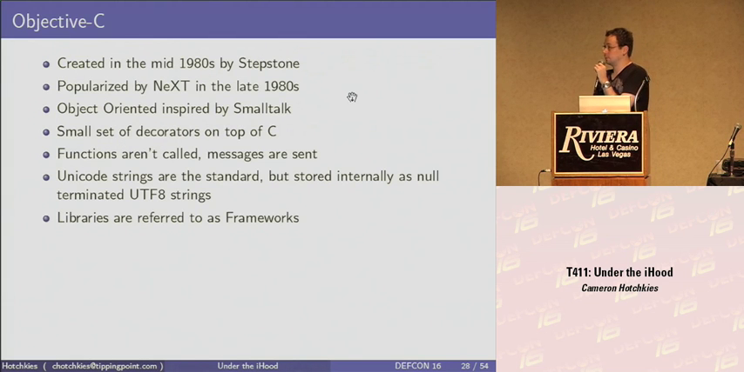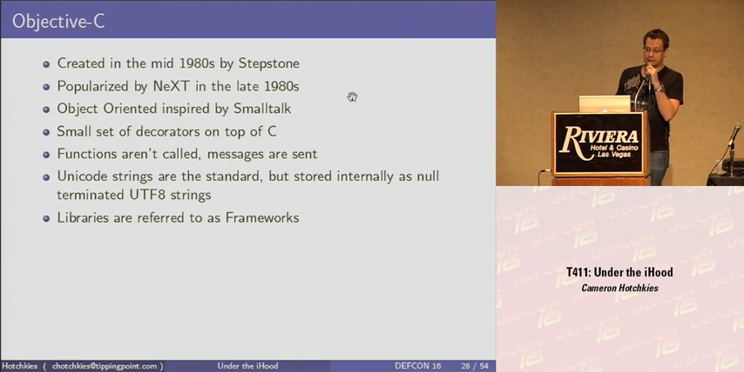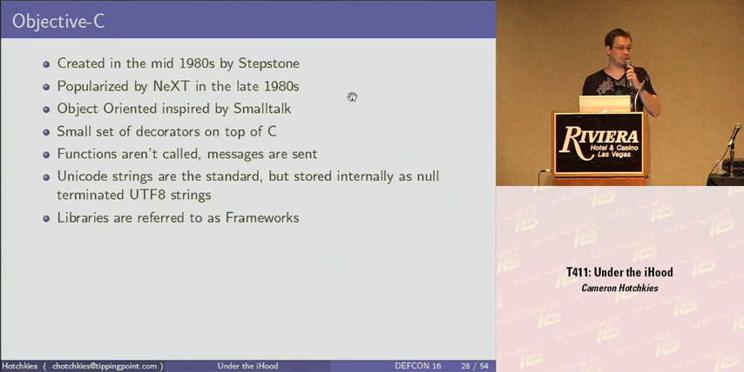Objective-C, which is what I program in mainly now, was created in the 80s by Stepstone. Then it was popularized by NeXT, so the 5 guys who were using NeXT in the late 80s remember this stuff. The original version of Doom, I believe, was written in it. It was inspired by Smalltalk, and it's a set of decorators on top of C, which means they changed it around. People start to explain to them, oh, it's like C++, and you're like, no, not really.